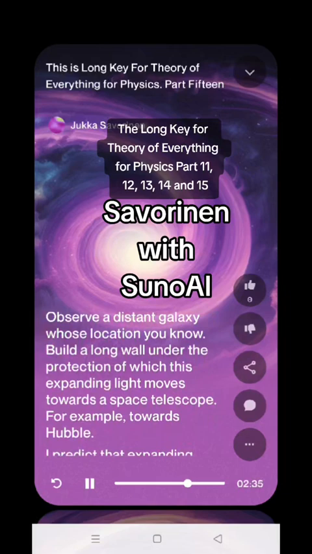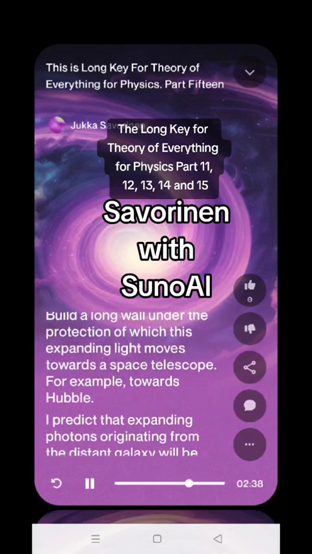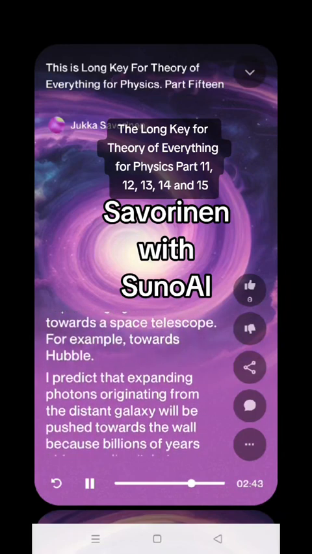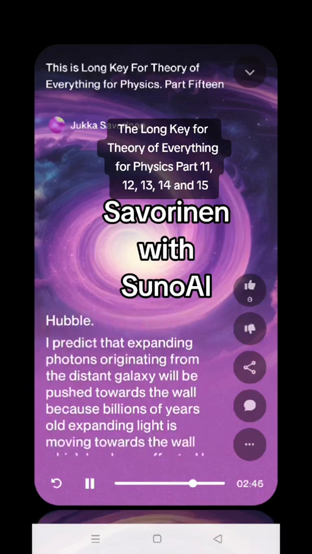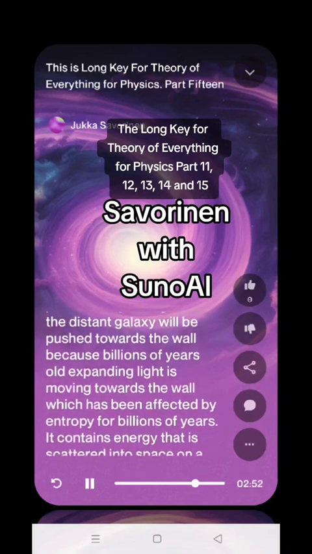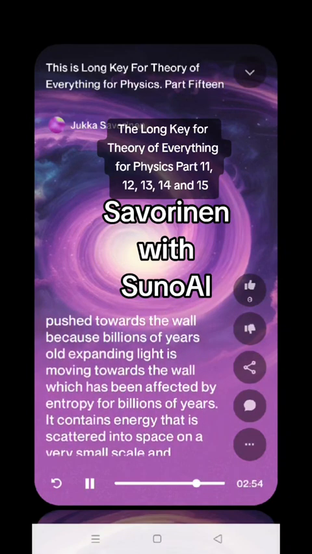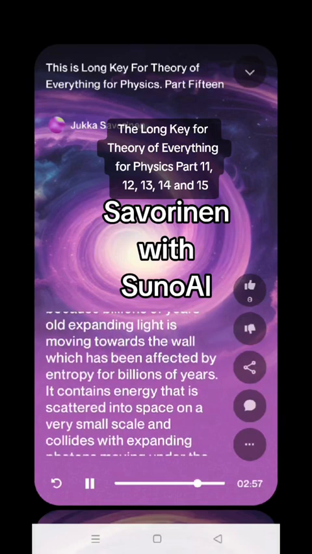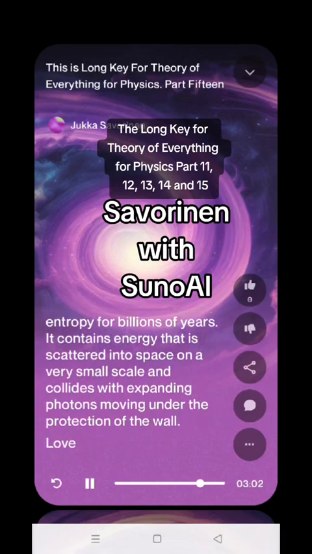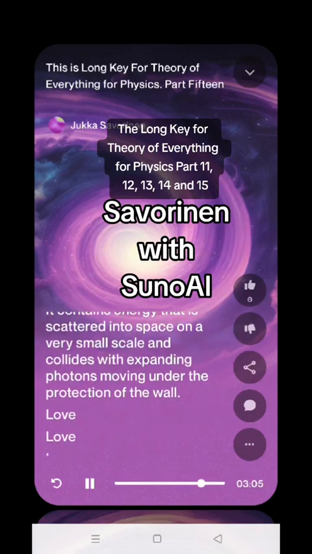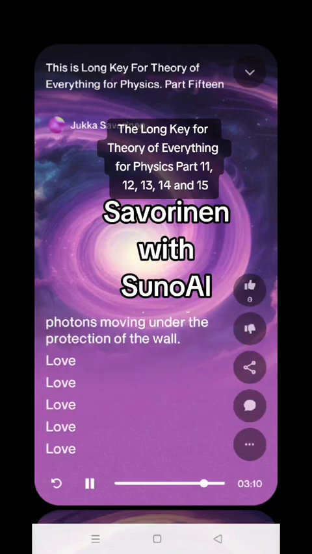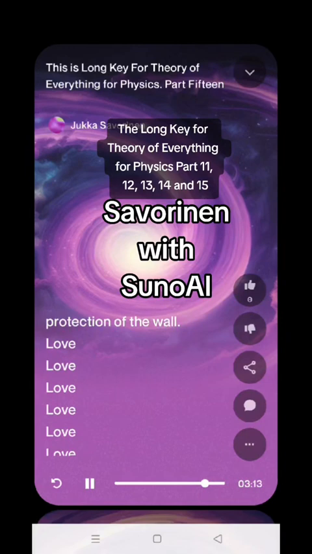Observe a distant galaxy whose location you know, build a long wall under the protection of which this expanding light moves towards a space telescope, for example, towards Hubble. I predict that expanding photons originating from the distant galaxy will be pushed towards the wall, because billions of years old expanding light is moving towards the wall, which has been affected by entropy for billions of years. It contains energy that is scattered into space on a very small scale and collides with expanding photons moving under the protection of the wall.